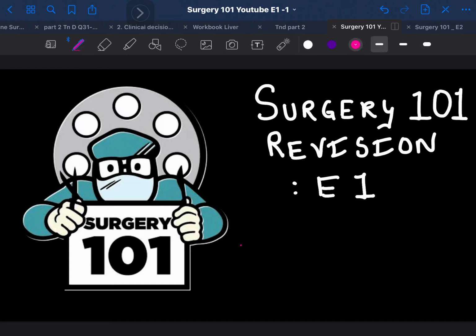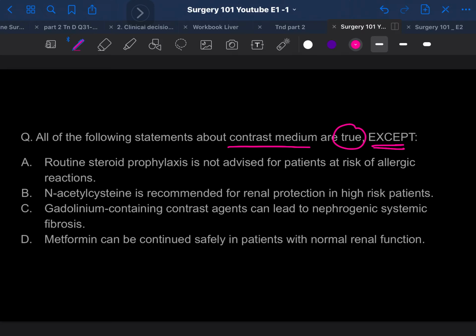Okay, right. So the first question which I have for all of you guys is, all of the following statements about a contrast medium are true except. So which of these following statements about the contrast medium is not true? Is it routine steroid prophylaxis is not advised for the patients at risk of allergic reaction? Acetylcysteine is recommended for the renal protection in the high-risk patients. Gadolinium containing contrast agents can lead to nephrogenic systemic fibrosis. Metformin can be continued safely in the patients with normal renal function.